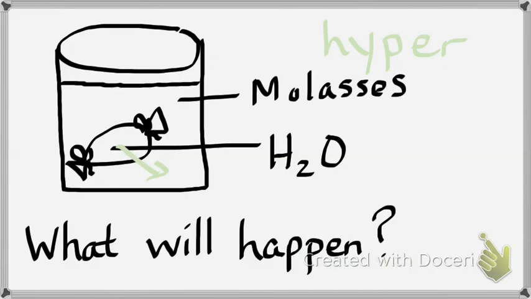Look how concentrated the environment is. It's got lots of stuff dissolved in it. Hypertonic environment means lots of stuff's dissolved in it. Hyper means lots, high. Are you okay on my little drawing?